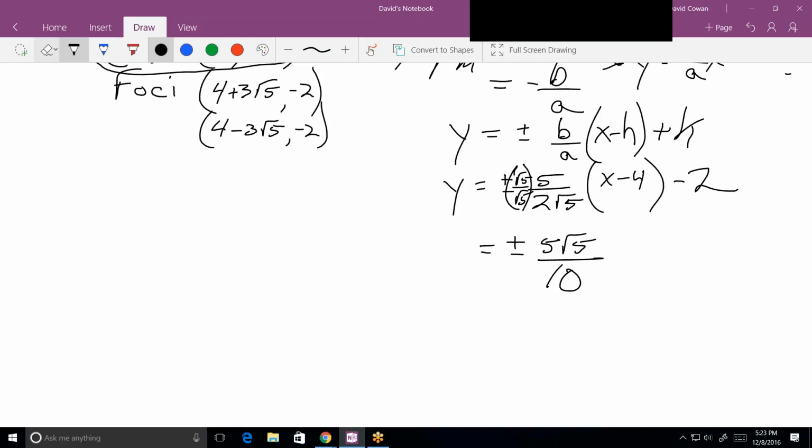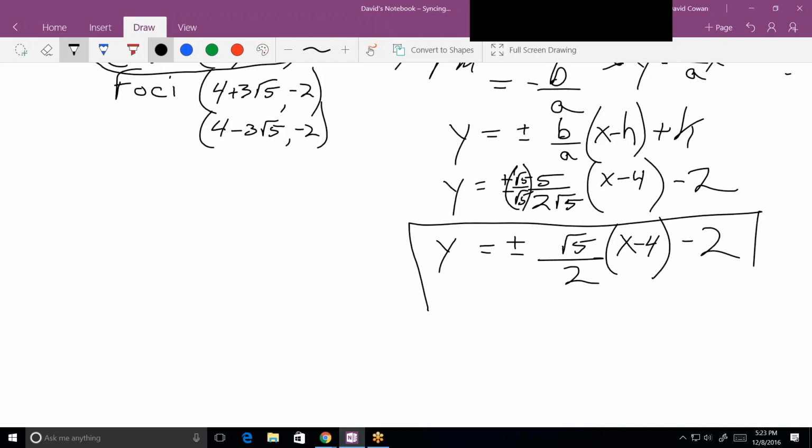Now I can simplify it. Instead of 5/10, I'm going to make that 1/2. So that's what it actually rationalizes to, and everything else is still the same. That is the equation of the asymptotes.